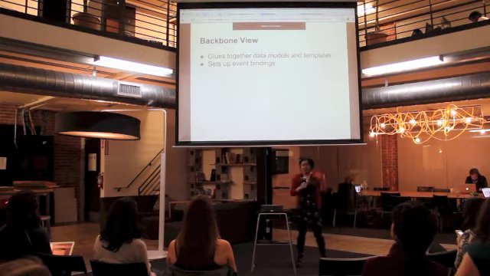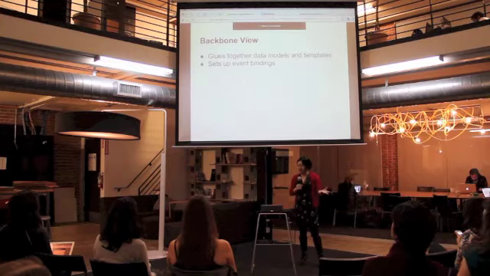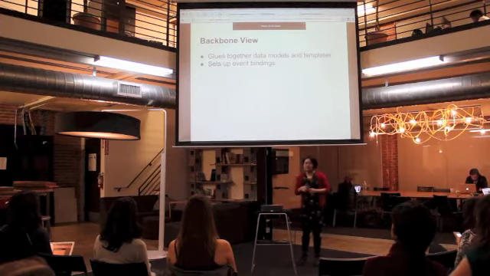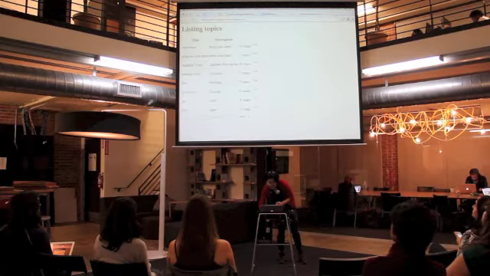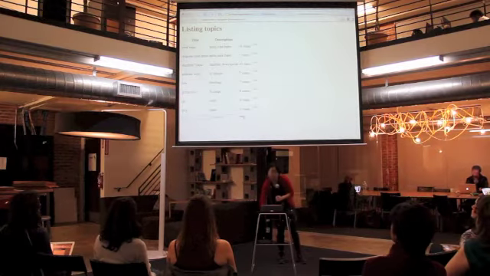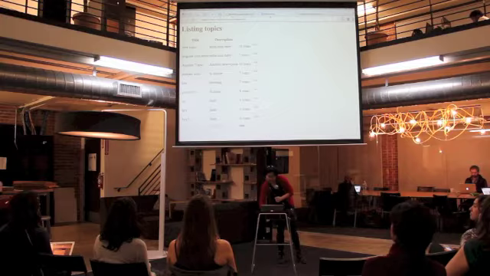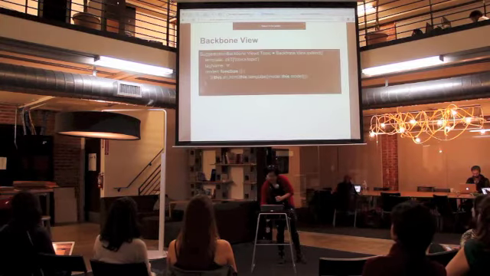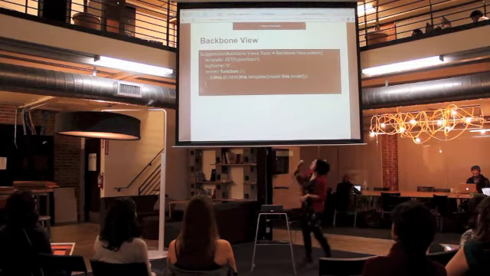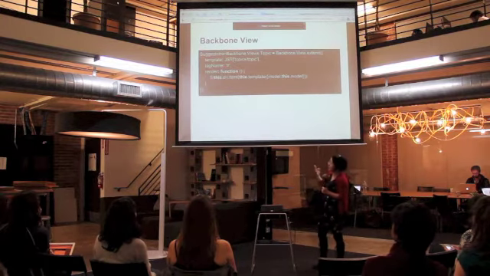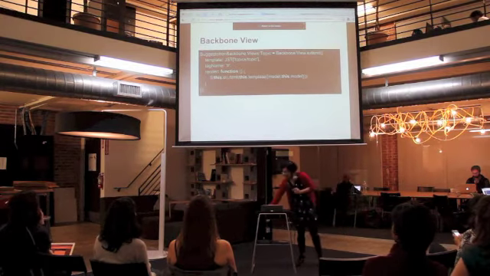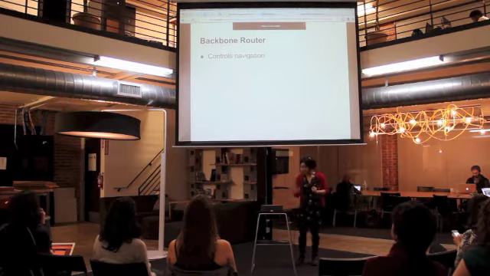The view is a Backbone component which glues together the data models and the templates, and it sets up event bindings. So for instance, when I click this button, it creates a new view. And this is just an example of the view. As you can see on the first line, it just specifies where to find the template, which is the HTML markup. And the router, which contains navigation.